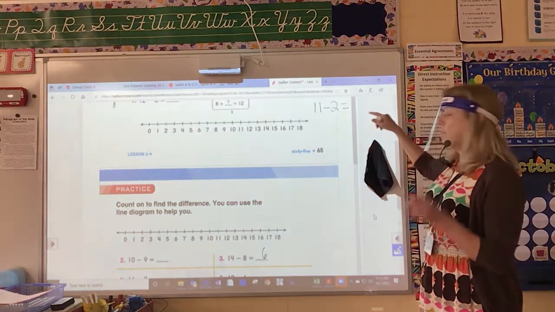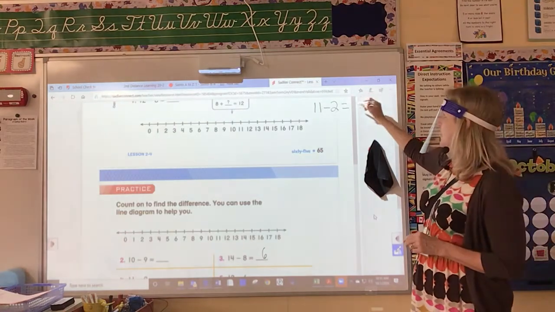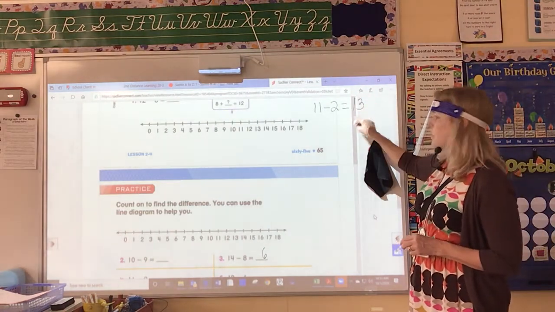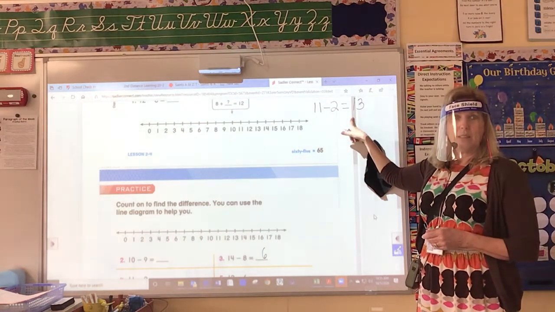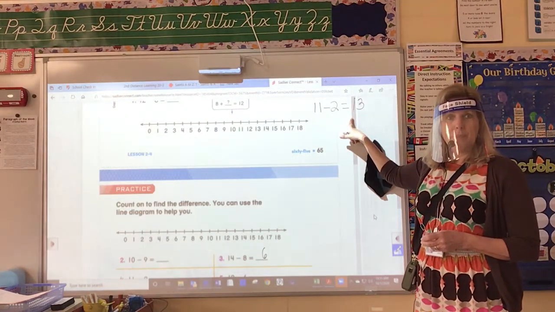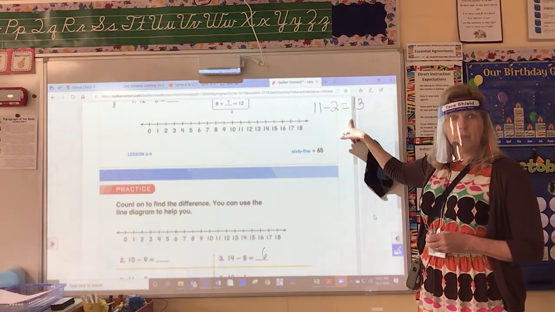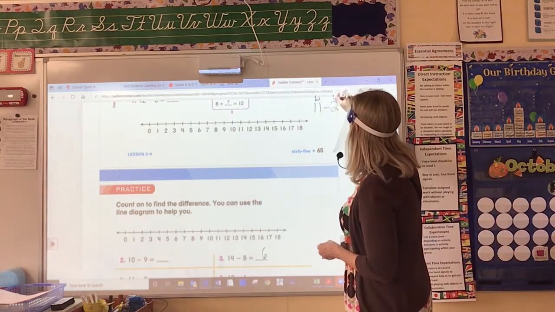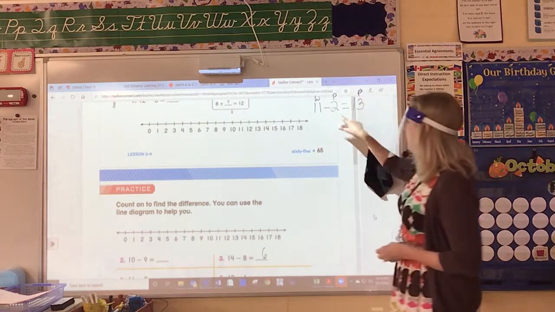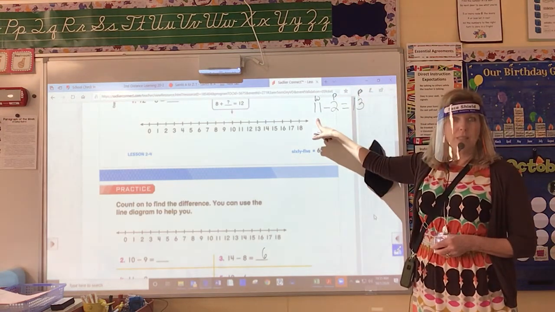Okay, then below it, listen. So you did 11 minus 2 equals 13, right? Okay, does that look right? No. Remember, it is 9. This is your whole. Do these two parts equal this?